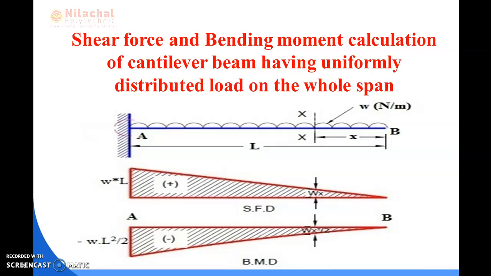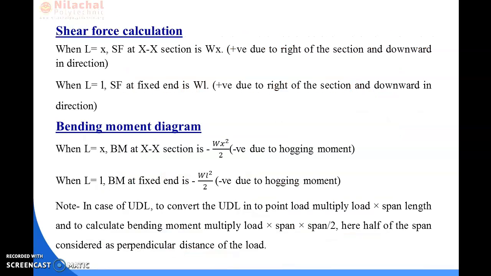Today we will discuss the bending moment calculation of the cantilever beam having UDL over the whole span. In the last class we already discussed the shear force calculation and how to draw the shear force diagram. Today we will study the bending moment calculation, and according to that we will draw the bending moment diagram. Okay.